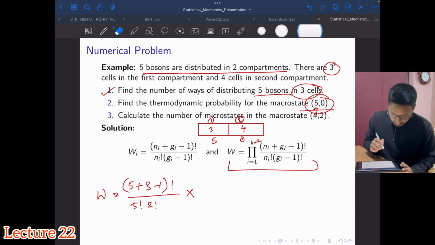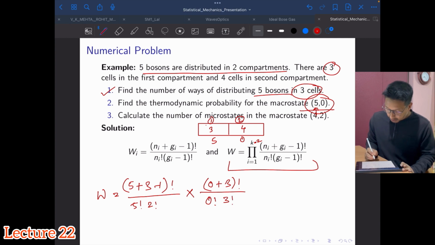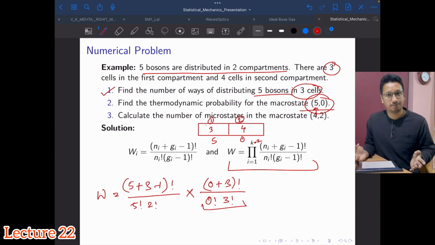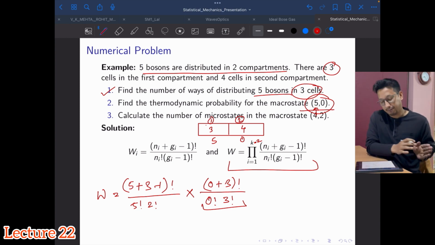Okay, so I should have done, this is 0 plus, so this is 4 minus 1, 3 whole factorial, I should have written. So then 0 factorial and then again 3 factorial. So see, this part is going to give you 1, right? So 3 factorial by 3 factorial, everything is going to be 1. So again we end up with the expression we had for the first problem.